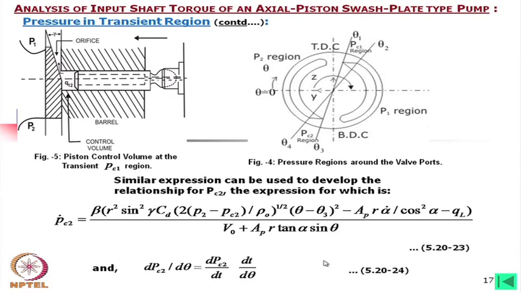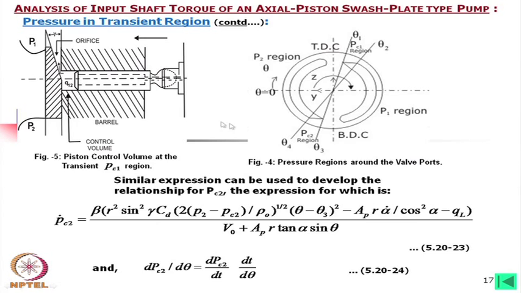And then dPC2 by d theta is given by this equation. Now, after that, we have arrived here, then we can have a detailed pressure map for the whole region. For this region, again I repeat, this is PC2, then PC1, then PC1, and then PC2.